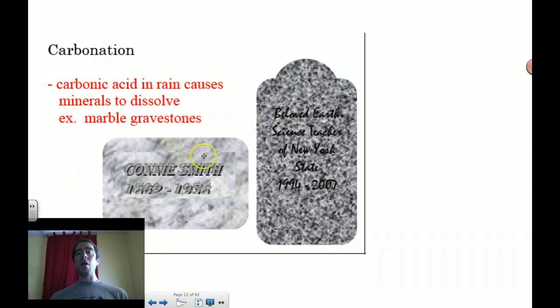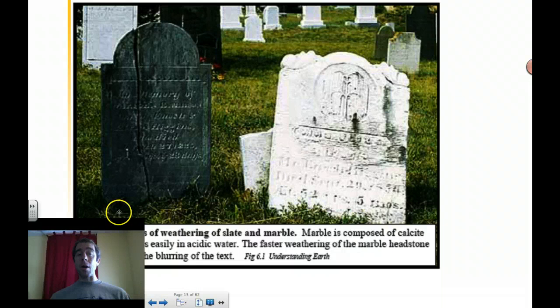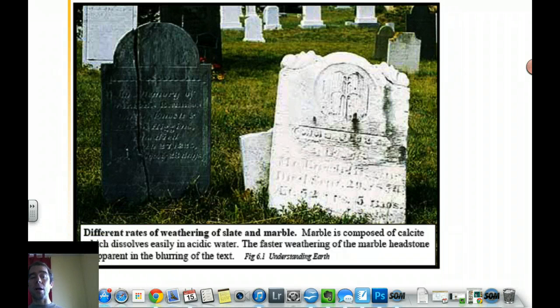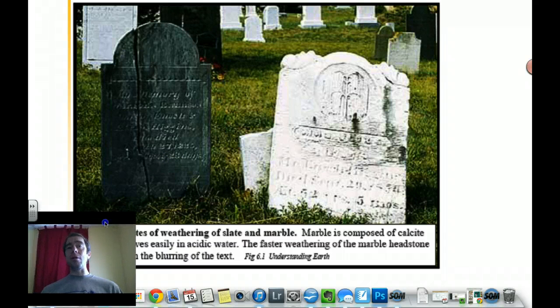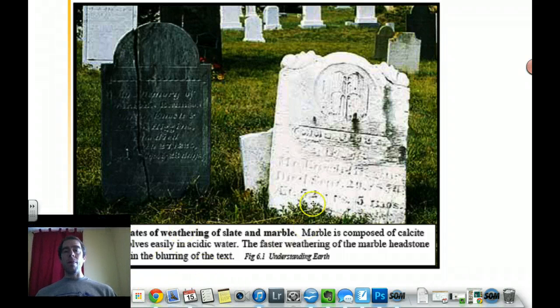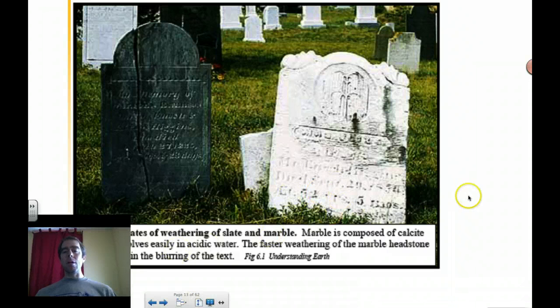And you can see this with gravestones. There's gravestones that are made out of marble. Marble is primarily composed of calcite, and when those marble headstones are weathered over time, it dissolves them, and it makes them hard to read. The other types of gravestones, the ones that are made out of granite or other igneous rocks, don't break down like this because they don't have calcite in them. So these older headstones that are made out of marble tend to wear down, break down.